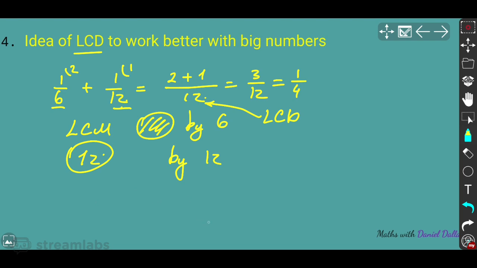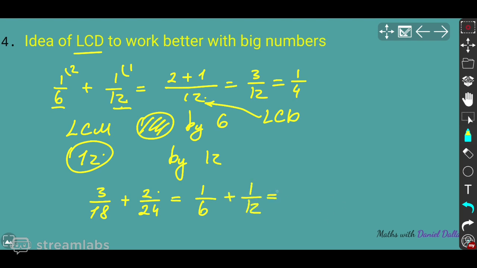Okay, so let's try to work with a bit different one. For example, what if you take 3 over 18, and you would like to add 2 over 24. The first idea is to cancel 3 over 18 and 2 over 24. 3 and 18 get cancelled by 3, so 18 is 3 times 6, and you're left with 1 over 6. And 2 over 24, you're left with 1 over 12. Now you simply add them using the idea of LCD. In this case, LCD is 12.